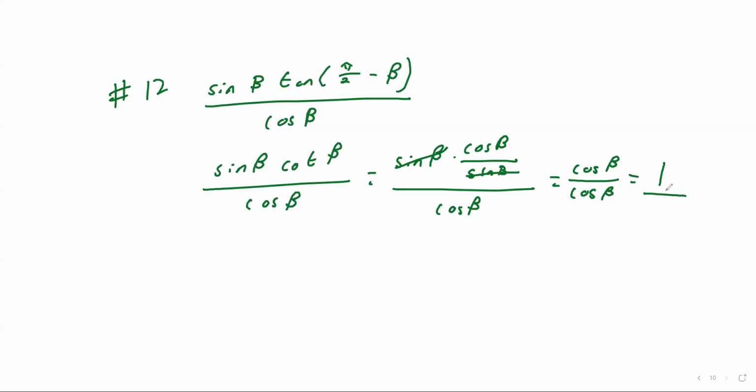All right, so those are all the different types of functions there. And there's 3 more types that's not just proving, but using it to rewrite a given trigonometric function. All right, so let's go into number 13.